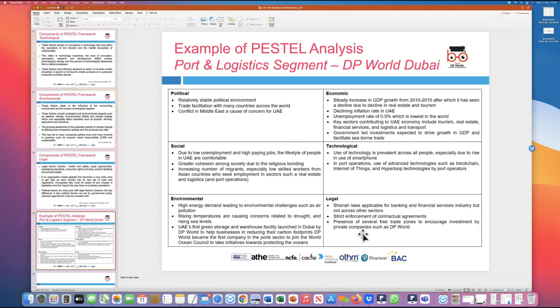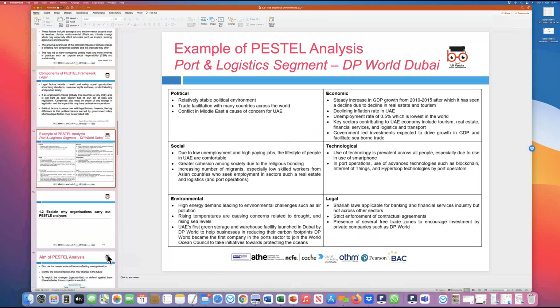So there are lots of different types of examples that we can take, and what you should be able to do is create your own example by studying a company of your choice, looking at what factors can affect the business externally, and divide them into these 6 types, and that will give you a broader understanding of how the PESTEL framework actually works. Is that okay?